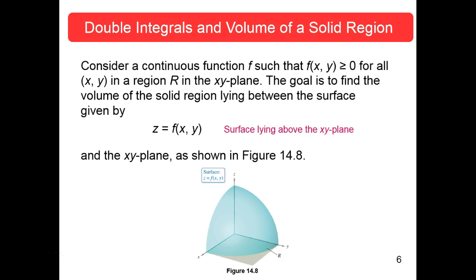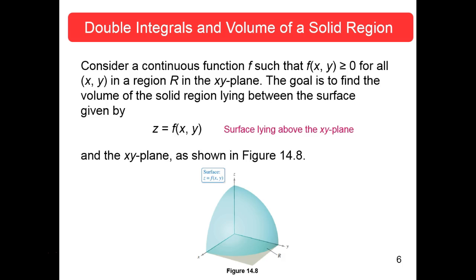Consider a continuous function f such that f of x, y is always greater than 0. So if that's the xy plane there, the function f of x, y is always up here in the positive part. The goal is to find the volume of a solid region lying between the surface given by z equals f of x, y. So that's some sort of a surface up here, always greater than 0, above the xy plane, and the xy plane is the bottom of it, as shown in this figure. Now they just show something in the first octant where x is positive, y is positive, and z is positive. And this looks like some sort of a tent type area here.